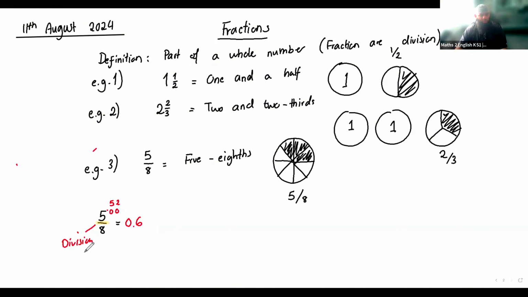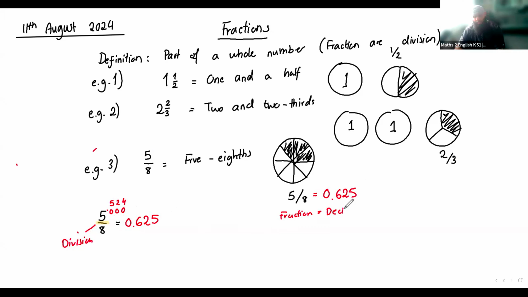Then we add a 0, and how many 8s go into 20? We can say 2. 2 times 8 is 16. 20 take away 16 is 4. So we put 4 over here. How many 8s go into 40? We can say 5. So 5/8 is also equivalent to 0.625.